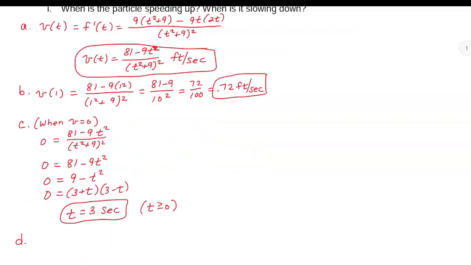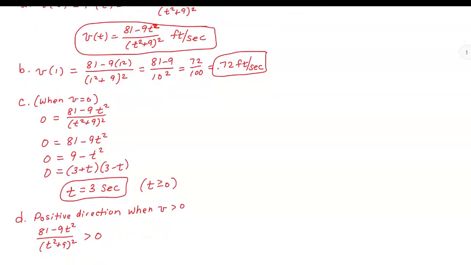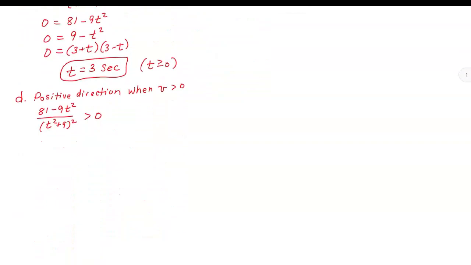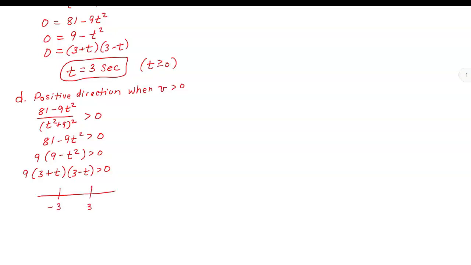Part D, the particle is moving in a positive direction when velocity is positive. So let's find when this is positive. Now the denominator is always positive. The denominator is t squared plus 9, quantity squared. That will always be positive. Factoring out the 9 and factoring further, when I'm solving an inequality like this, a quadratic inequality, I factor it down and I place the zeros on a number line, -3, +3, and then I can check the intervals.